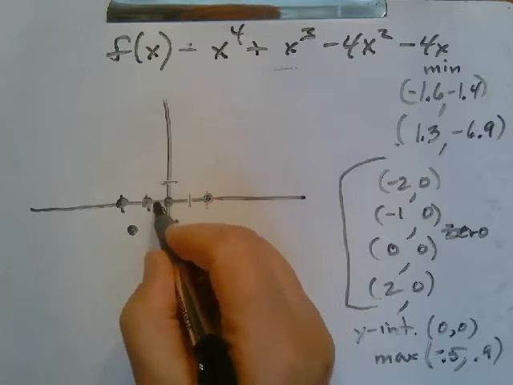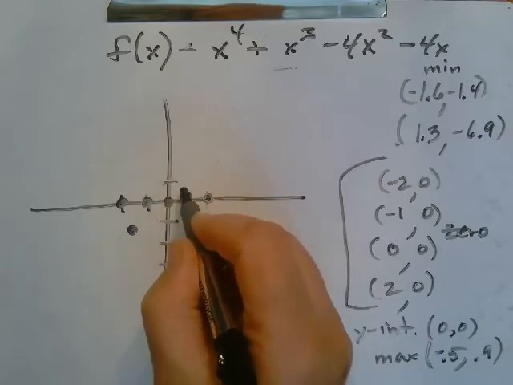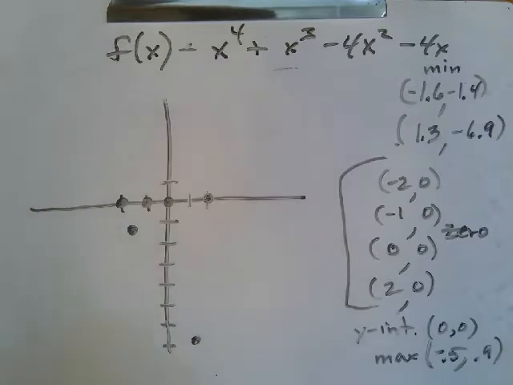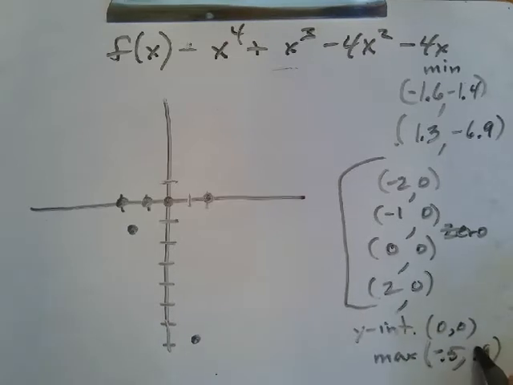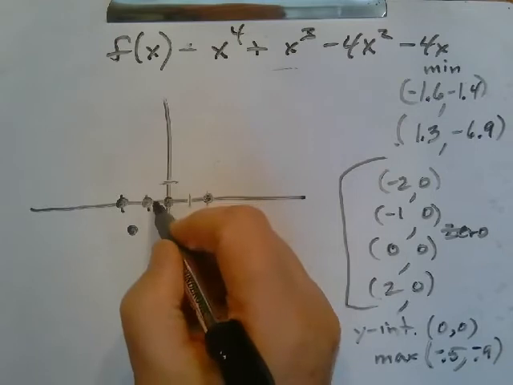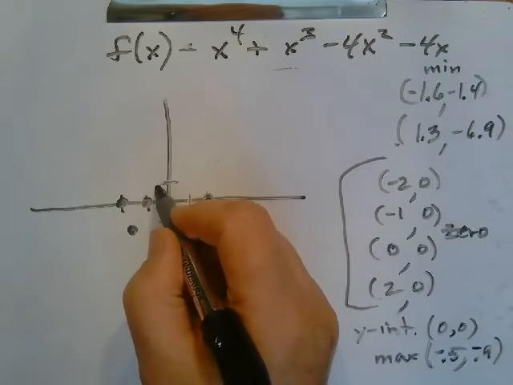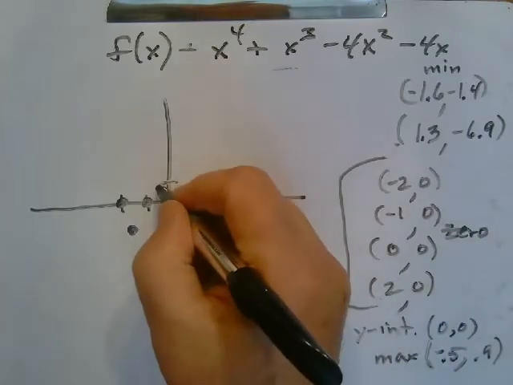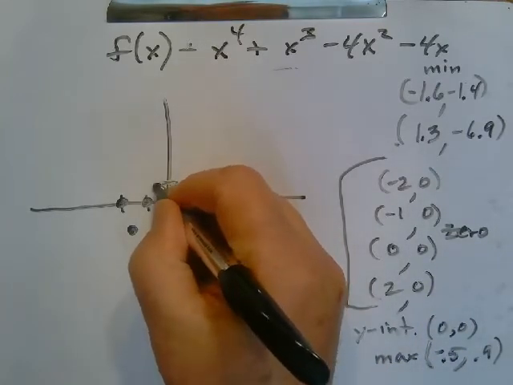Negative 0.5 and 0.9. Actually, I didn't jot that down correctly. So negative 0.5, and is that 0.9 positive? No, it's a positive 0.9. That is right. So positive 0.9 would be right about here.